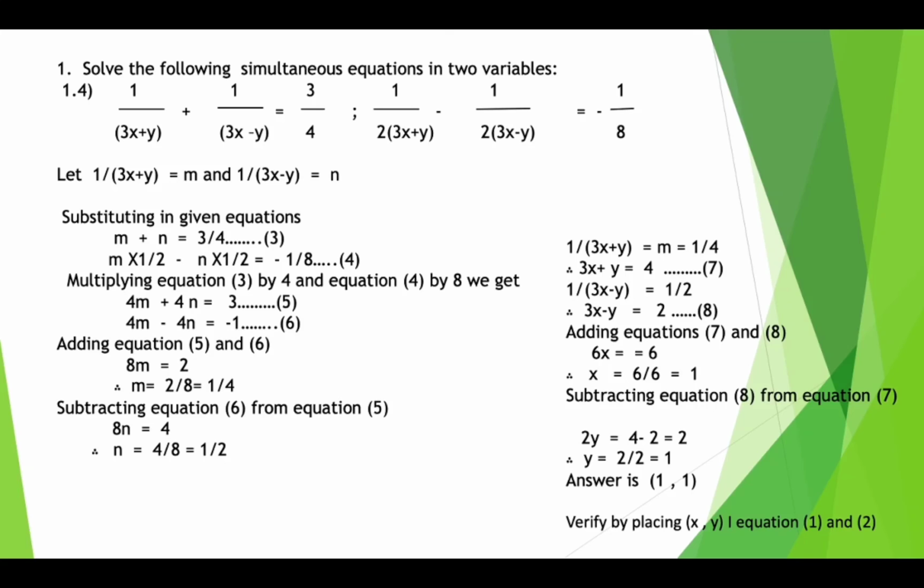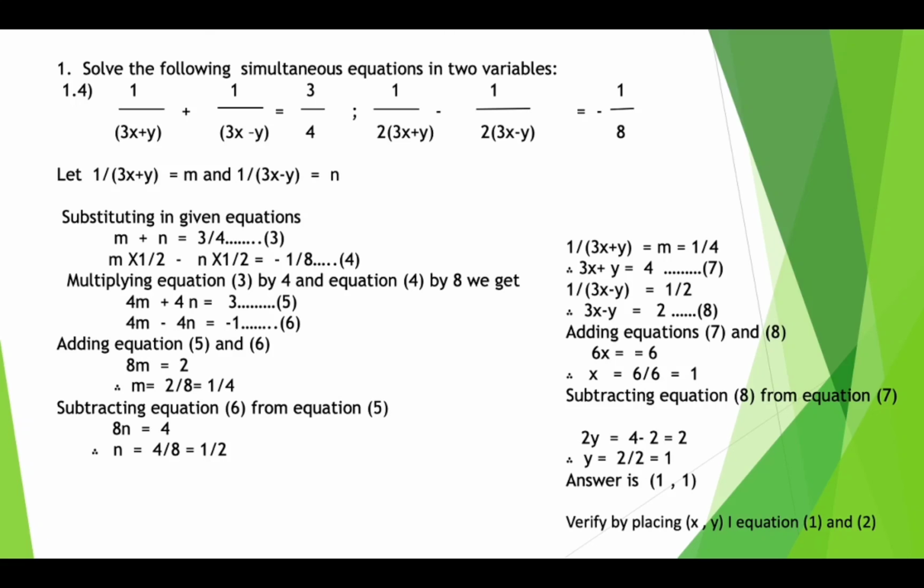Again, very similar nonlinear equations, but we can convert them into linear equations by transformation of variables. You can see that we have transformed 1 upon 3x plus y as m and 1 upon 3x minus y as n. So they become linear equations. Now simplify these equations so that we don't have fractions to handle. 4m plus 4n is equal to 3, 4m minus 4n is equal to minus 1. Very easy. Add the equations, you get m is equal to 1 upon 4. Subtract the equations, you get n is equal to half.